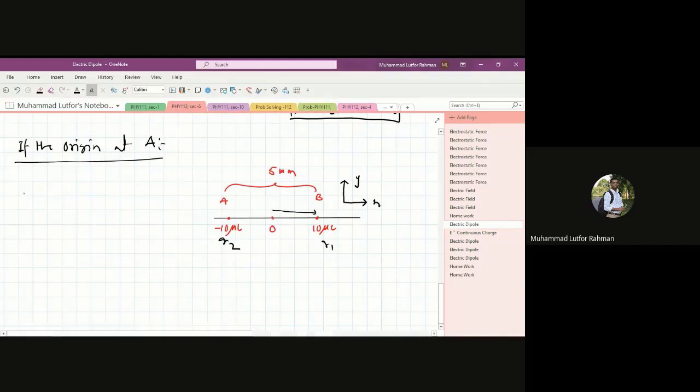So again, my formula I'm going to use is P equals Q1 R1 plus Q2 R2, right? So P would be, at the point, say I'll write down the Q1, this is my origin, right? With respect to that, I'm saying that distance is 5 millimeter. So 10 into 10 to the power minus 6 into 5 into 10 to the power minus 3 I hat, right?